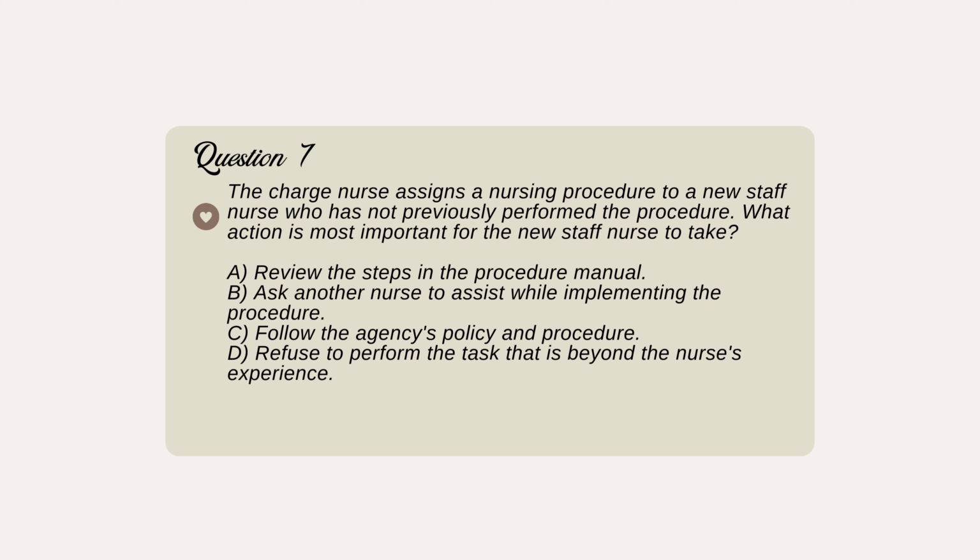Down to the last question. The charge nurse assigns a nursing procedure to a new staff nurse who has not previously performed the procedure. What action is most important for the new staff nurse to take? A. Review the steps in the procedure manual. B. Ask another nurse to assist while implementing the procedure. C. Follow the agency's policy and procedure. D. Refuse to perform the task that is beyond the nurse's experience.